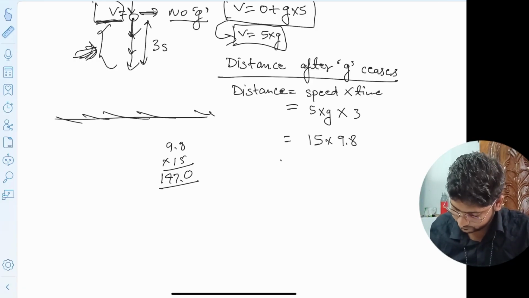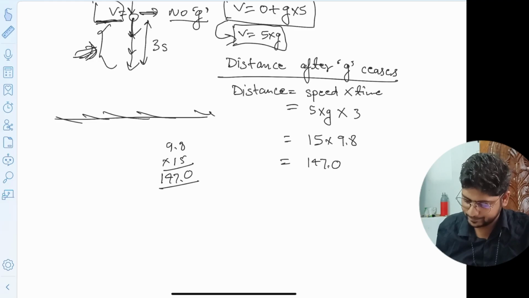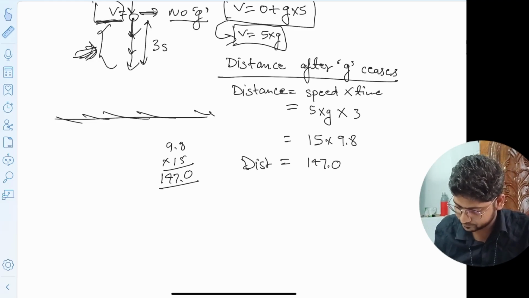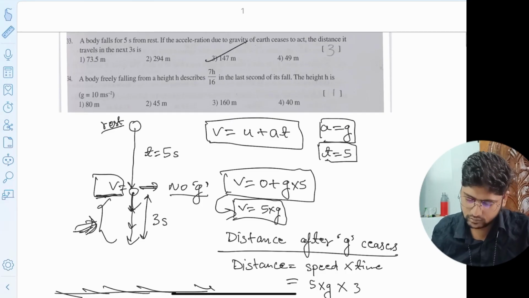147.0. When you calculate this, the distance will come to 147.0. So this is our option 3.